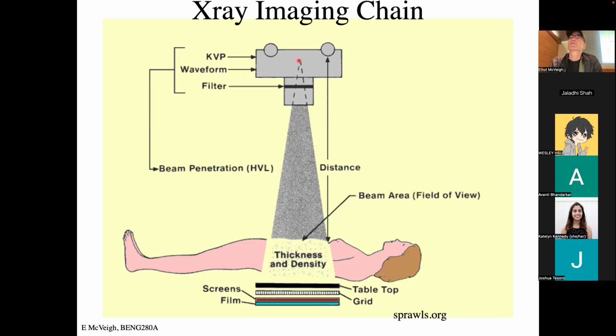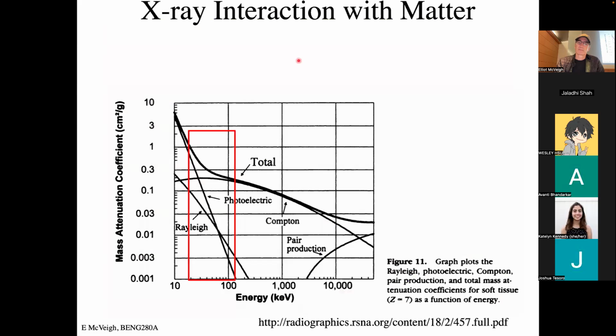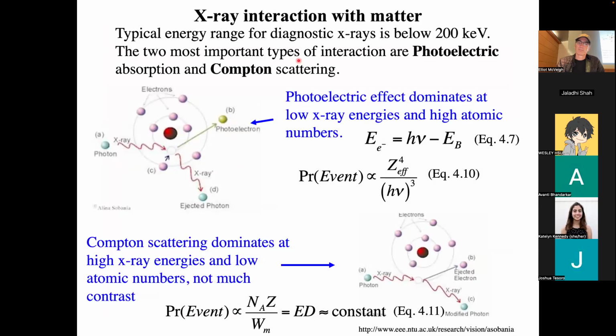Yeah, question? Question about 2 slides ago about the X-ray interaction with matter. Okay. So I was wondering, it says on the screen that Compton scattering dominates at high or low atomic numbers, but it seems like the atomic number at the top is proportional to the amount of Compton scattering happening. Well, at low atomic numbers, it's saying Compton scattering. Where are we reading this? I'm sorry. Right here? I see. Not much contrast. Oh, okay.